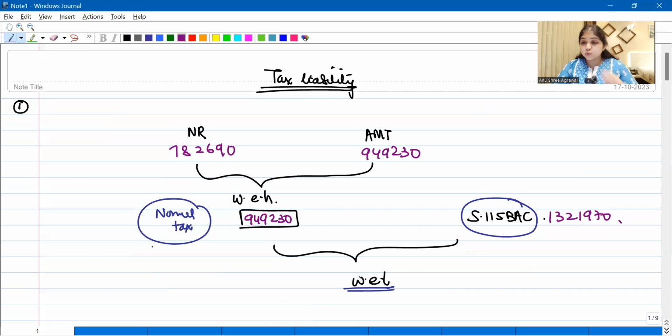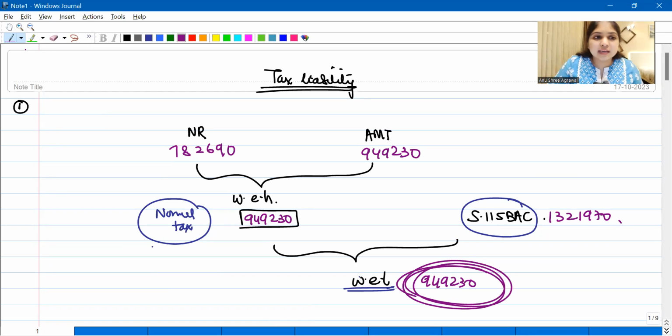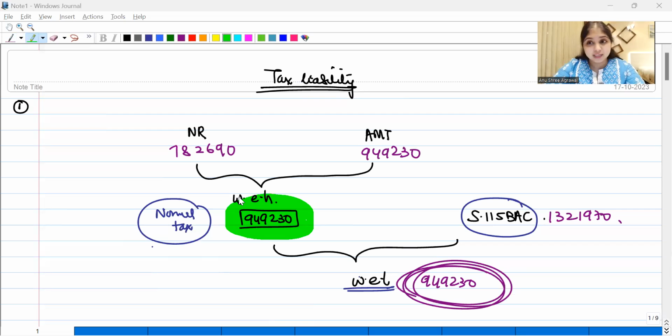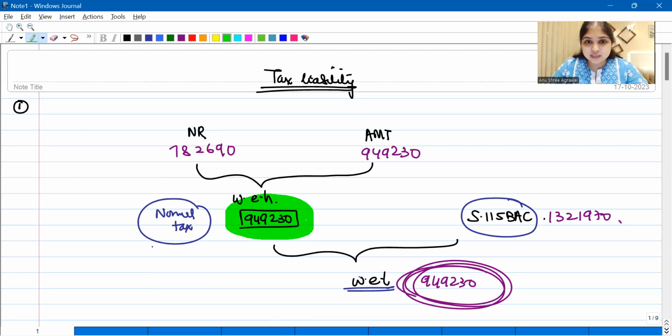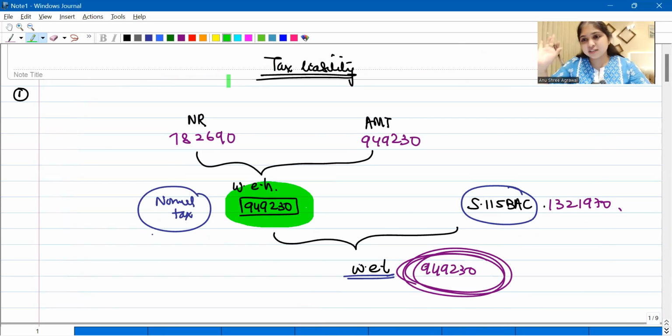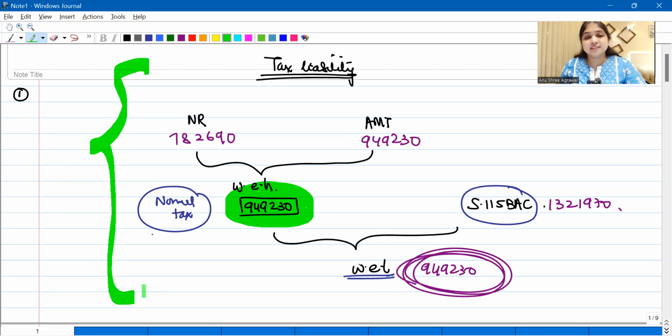13,21,970. Out of these two numbers, which number will we pick? We will pick whichever is a lesser number, and which is a lesser number? 9,49,230. So what will we tell the assessee? Assessee, you follow the normal route. If you follow the normal route, 9,49,230 is lesser than 115BAC. So you pay this much. First question done. First full-fledged total income question. Through this first question, our whole tax liability chart is sorted. Through this first question, your biggest learning is this tax liability.